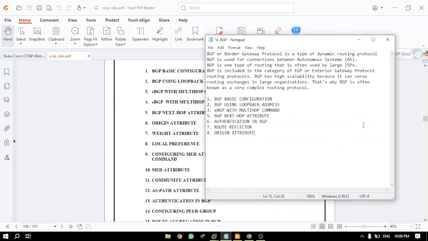I write the steps we must do: from the basic configuration, and secondly using loopback address and BGP with multi-hop command, and I'm sorry, here 4, 5, 6, 7. The fourth is BGP next hop attribute, 5 authentication in BGP, 6 is route reflector, and the 7th is origin attribute.